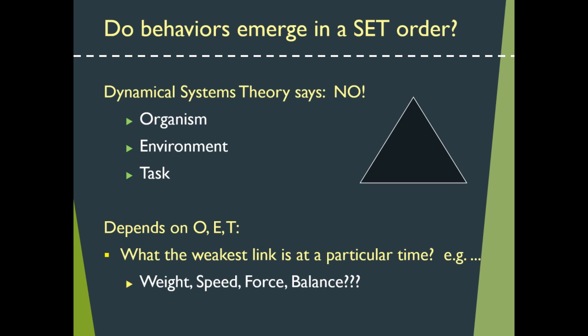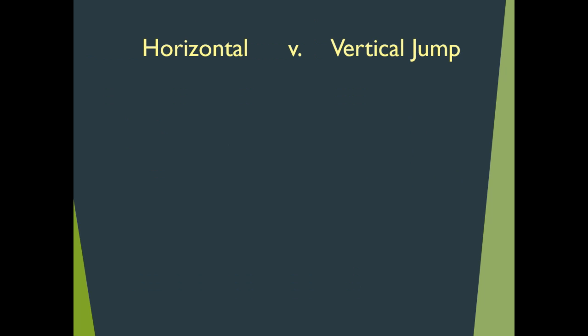Weight, speed, force, and balance. Do these start to influence the kind of behavior, or at least the kind of performance, the kids show? Let's start with comparing horizontal and vertical jump, for example. Which one of these two is the more difficult one to accomplish? And what could be the limiting factor in that case?